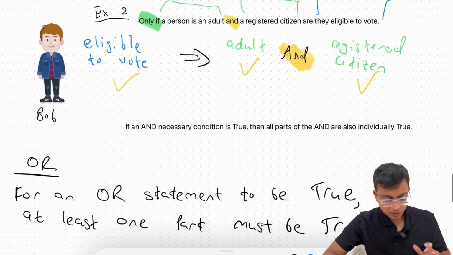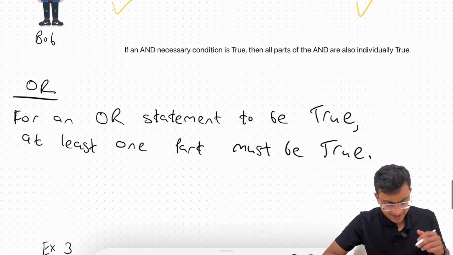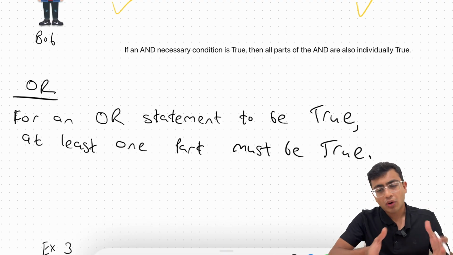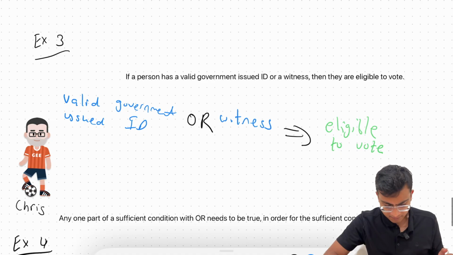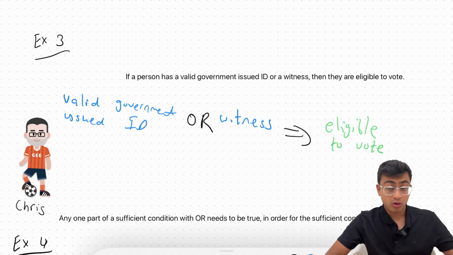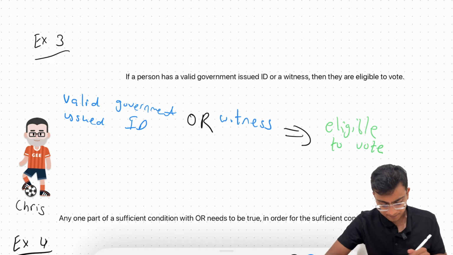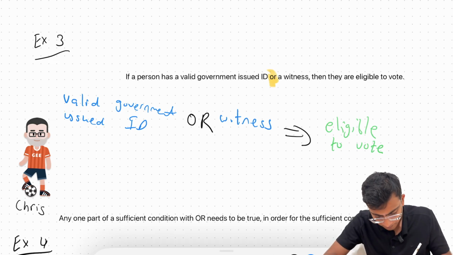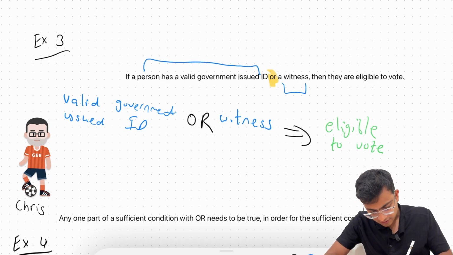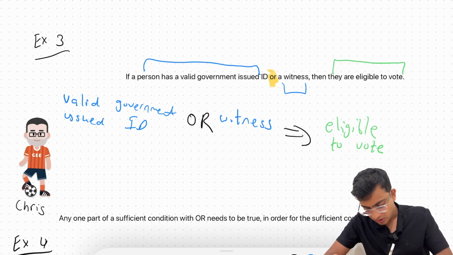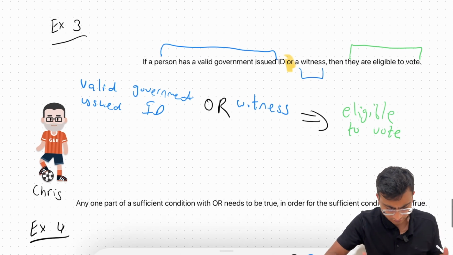Okay, now let's look at the flip side, the or. For an or statement to be true, at least one part of it must be true. So, for example, if a person has a valid government-issued ID or a witness, then they are eligible to vote. We have an or, and we know that this uses conditional reasoning because of the if-then. We have two sufficient conditions here, separated by an or. And we have the then here to mark the necessary condition, so nothing new so far.